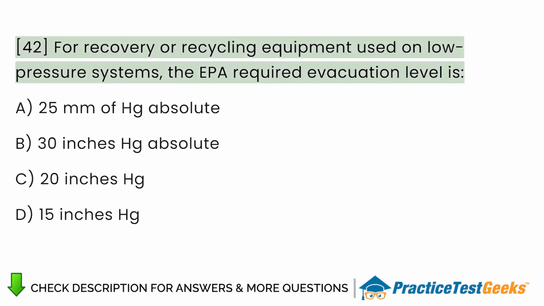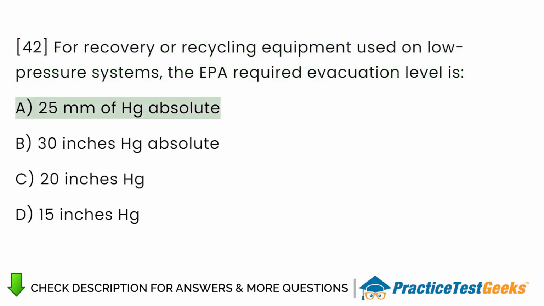For recovery or recycling equipment used on low-pressure systems, the EPA required evacuation level is A. 25 mm of Hg absolute. B. 30 inches Hg absolute. C. 20 inches Hg. D. 15 inches Hg.